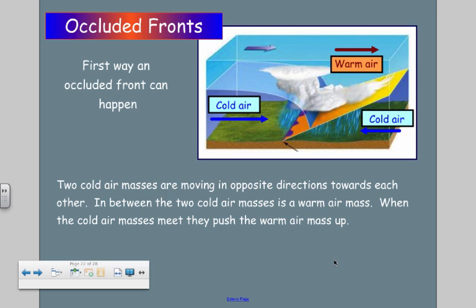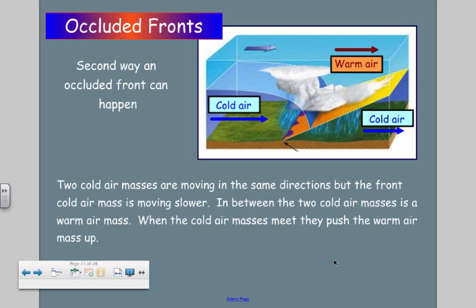Now the first way an occluded front can happen is two cold air masses are moving towards each other, with a warm air mass in between. So let's say you have a cold air mass, a warm air mass, and a cold air mass. Now the two cold air masses are moving towards each other. And because they're moving towards each other, they eventually go under the warm air mass, causing the warm air mass to rise off of the ground.